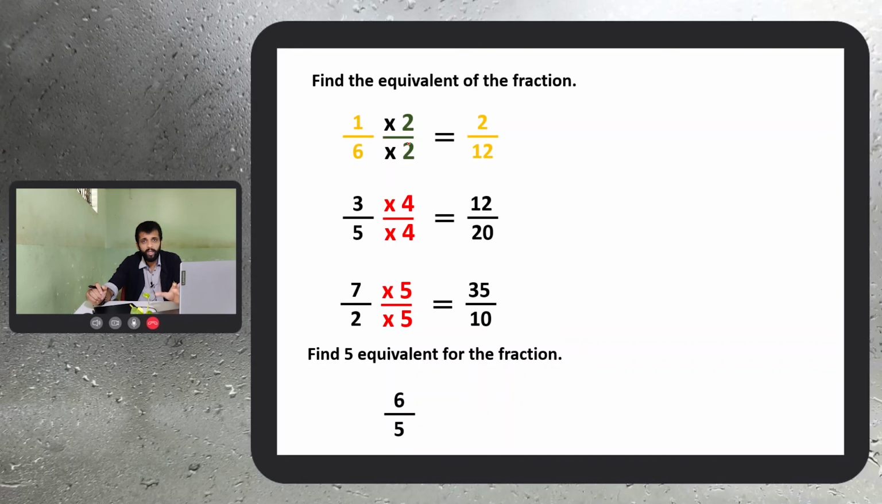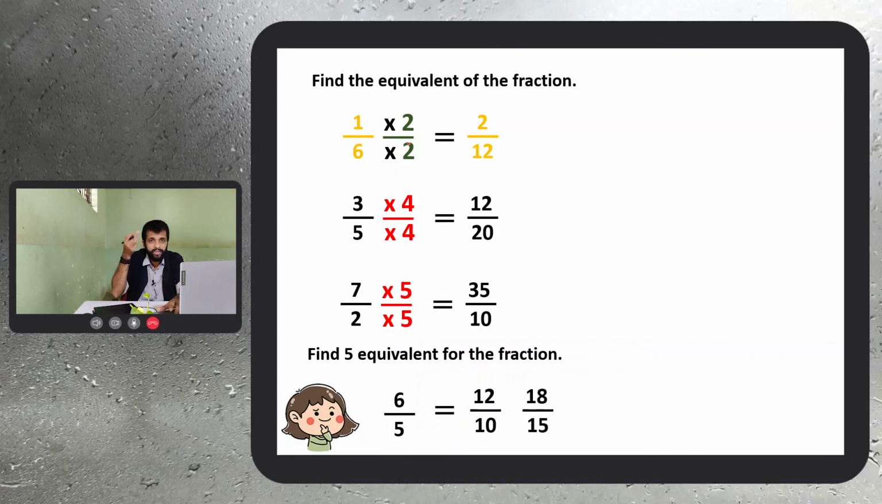Is it compulsory that what you think and what someone else thinks should be the same? No. I can think of any number and multiply, right? So I think of a number, and first I'm multiplying by 2. So 2 in the numerator, 2 in the denominator, which will become 12 upon 10. One equivalent. Second equivalent, think of another number.